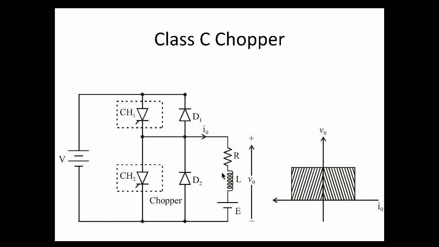Sir, when you turn on both of the choppers, you'll be creating short circuits. So you will be basically blocking out, not sending any current to the load. All right, very good, Matthew. You create a short circuit, right? If you turn on the two choppers at the same time, it's a short circuit.